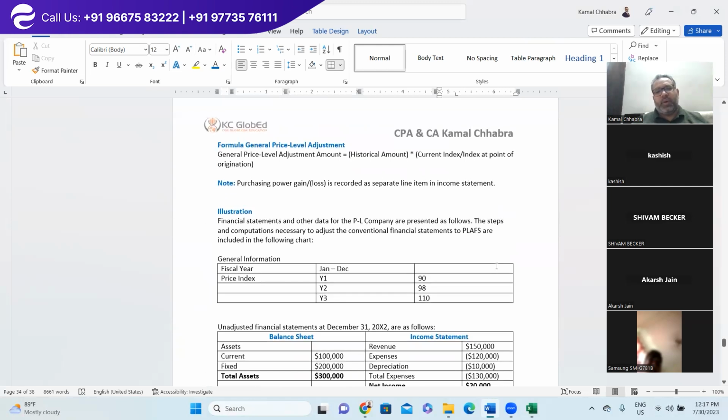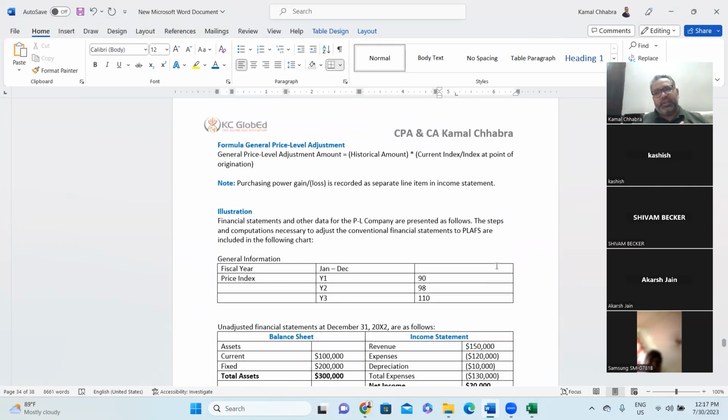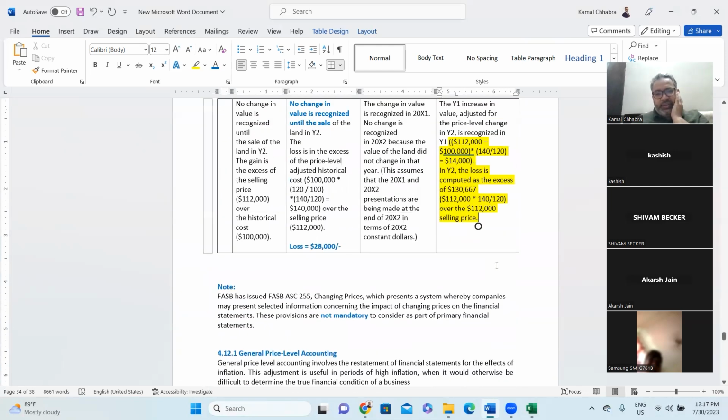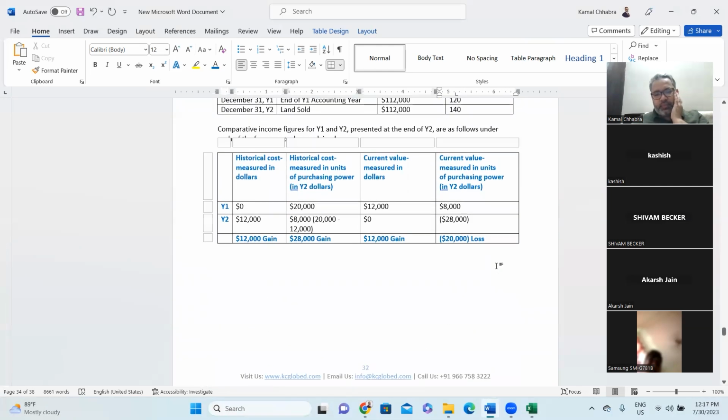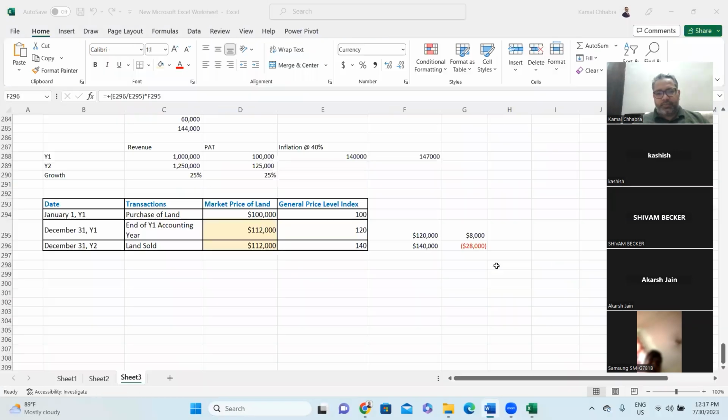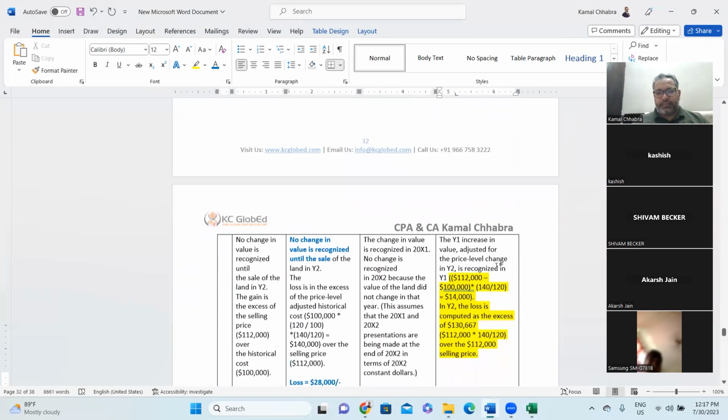So now there's a formula for journal price level adjustment. How do you make a journal price level adjustment? The journal price level adjustment amount is equal to the historical amount, which is lying in your books of accounts, multiplied by the current index divided by the index at the point of origination, which we have discussed in this example also. If you remember, we have already used this formula.